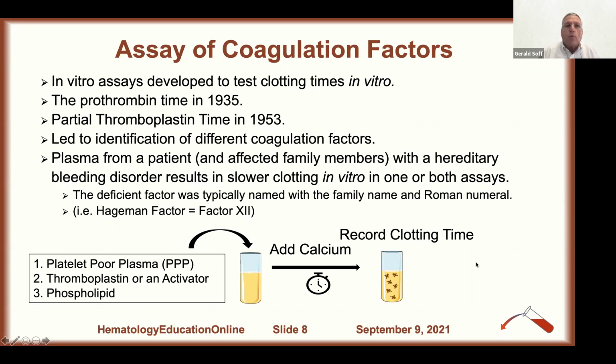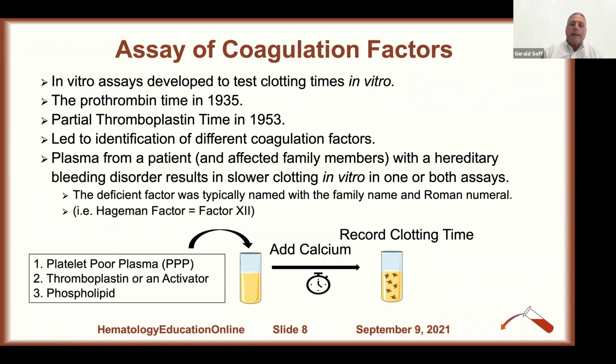and that would be either the PT or PTT accordingly. The early test was called the PTT, the partial thromboplastin time. Subsequently, it was modified, I think in the 70s, to add an activator. So that's where we call it an activated partial thromboplastin time.